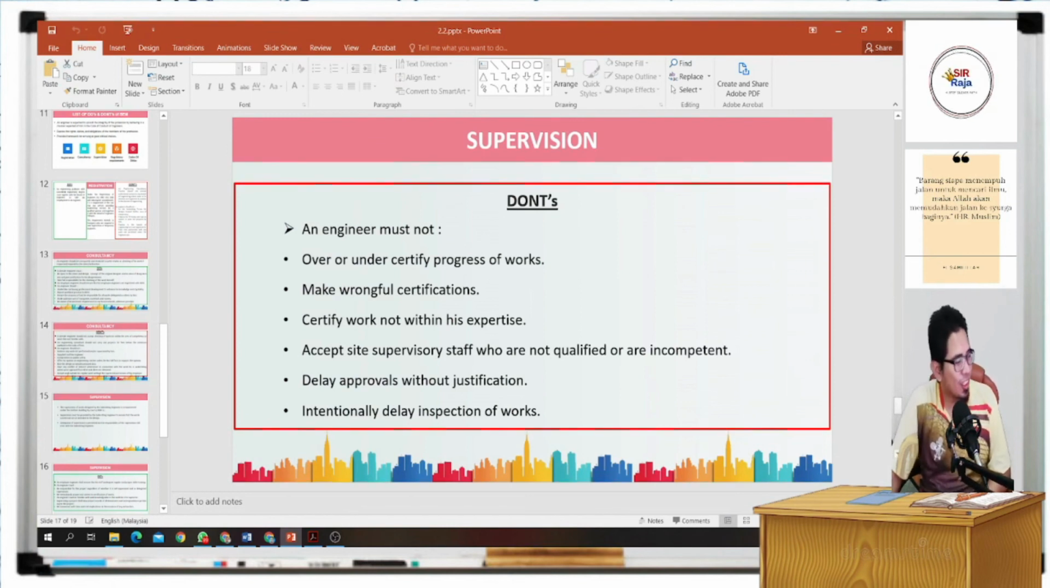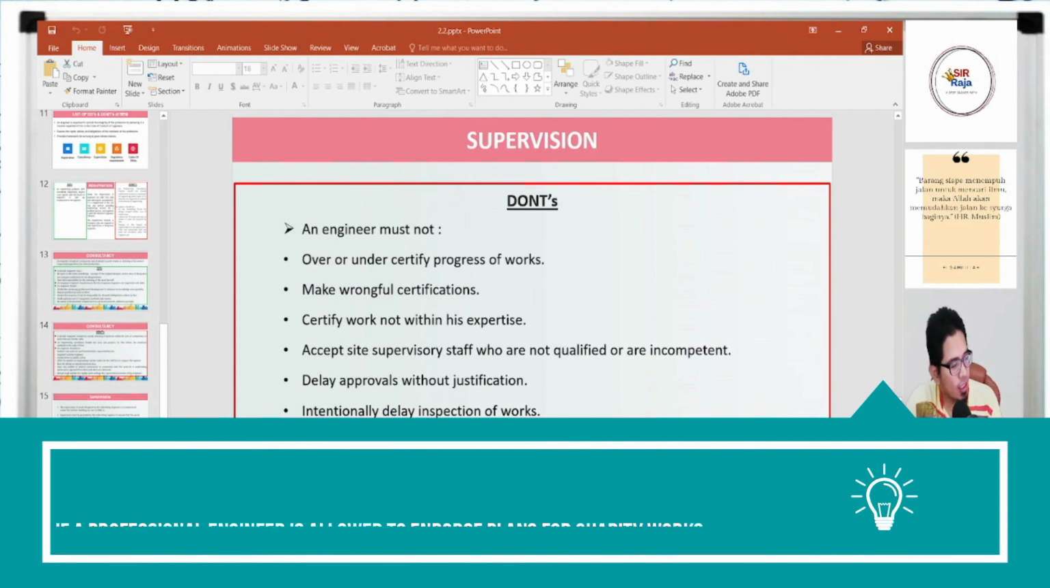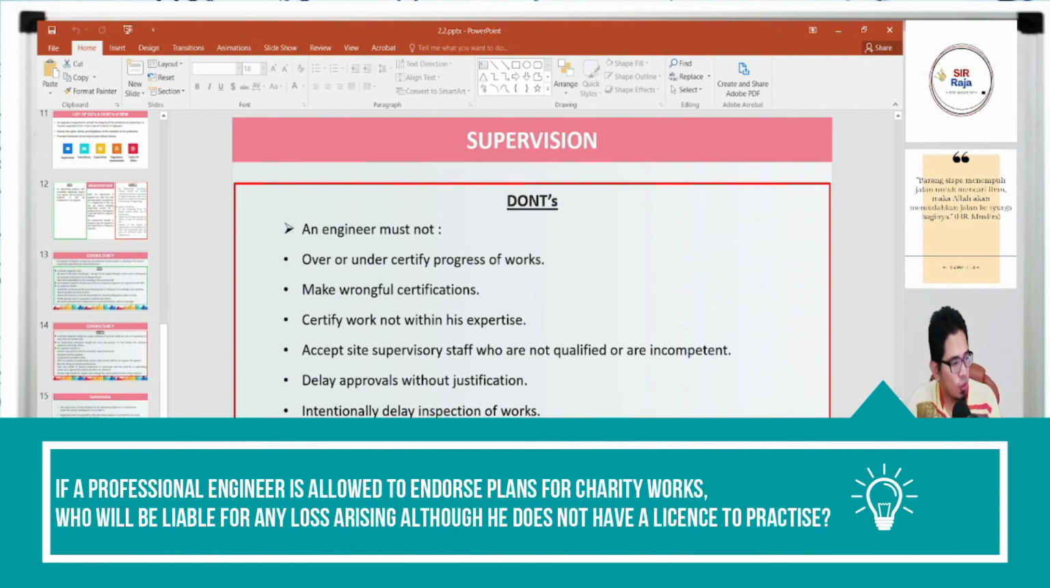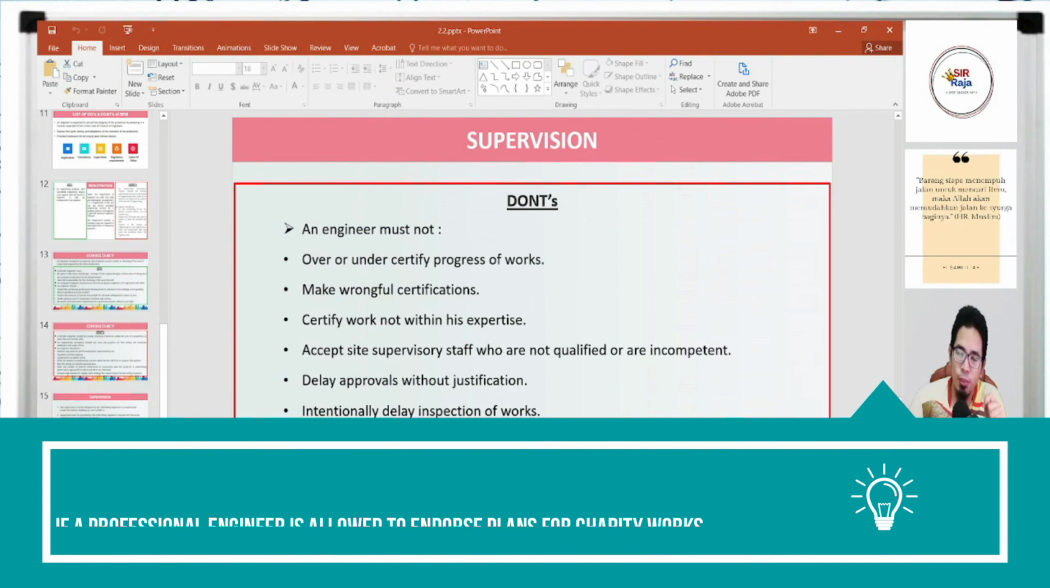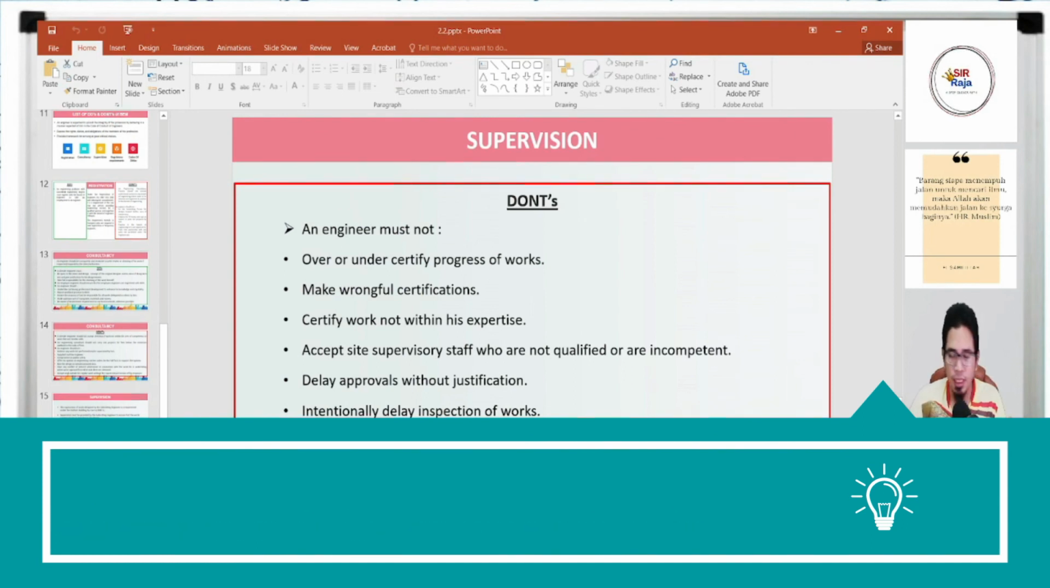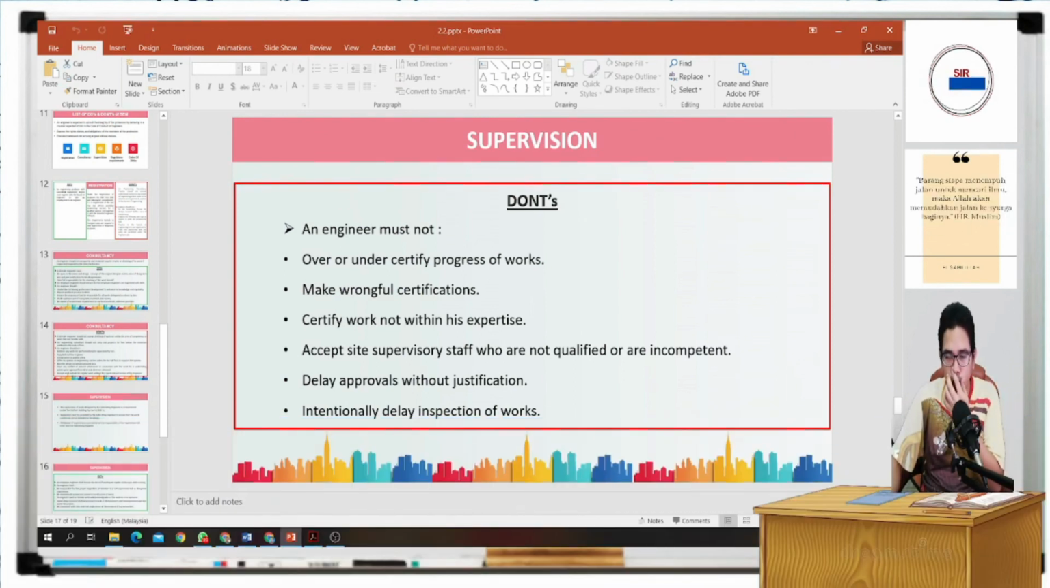Alright, the next question is, if a professional engineer is allowed to endorse plans for charity works, which is not. Charity work or not charity work, a professional engineer cannot endorse plans, cannot sign plans, cannot approve plans that are not under direct supervision. Like I said just now, cannot. This is not under your direct supervision. Cannot, unless you have direct supervision.